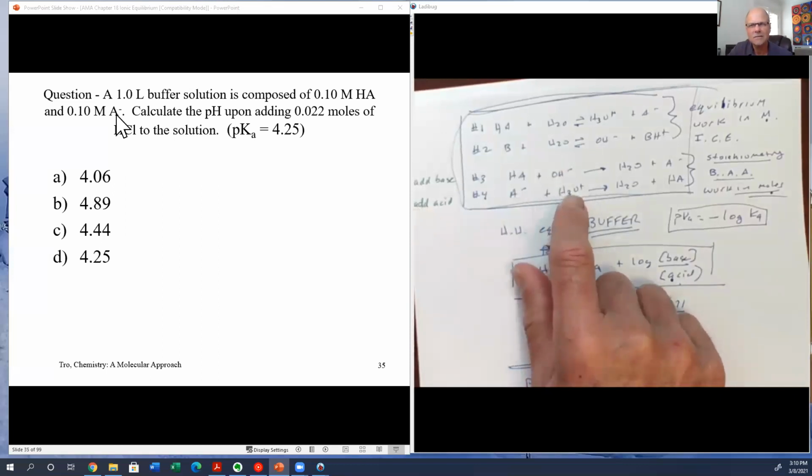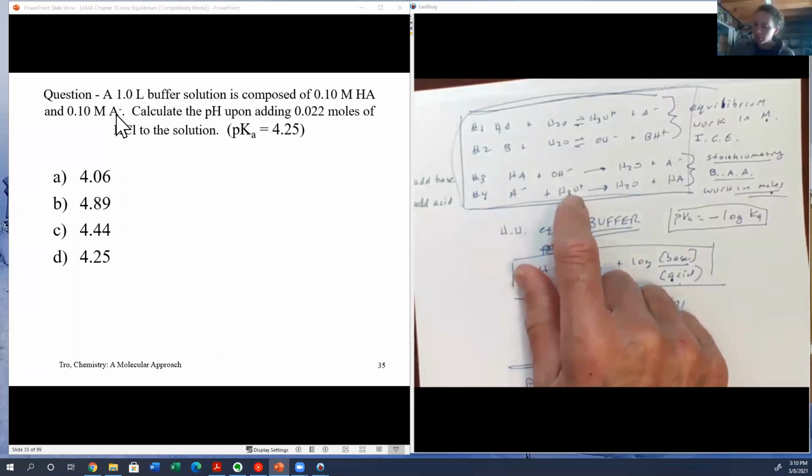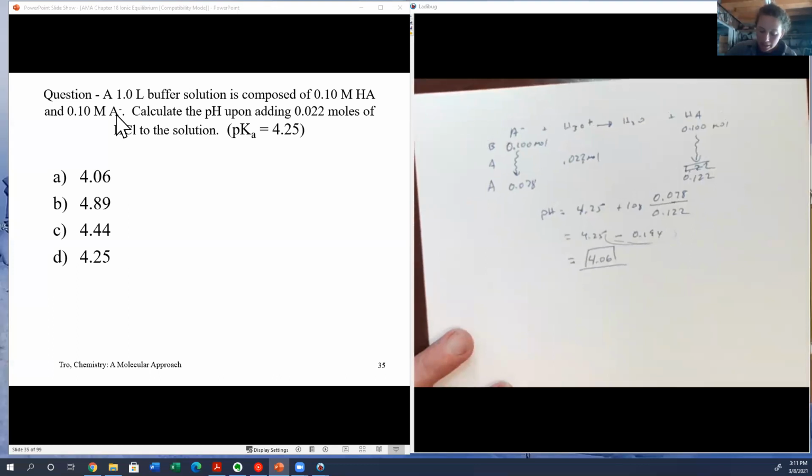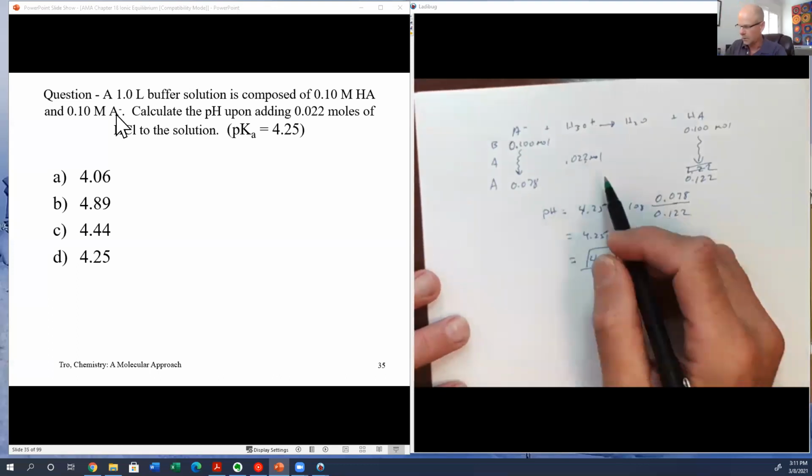Does that answer your question? Now I forgot your question. It does. So for that problem specifically, the figures we end up with are 0.078 and 0.122. And I'm just wondering if you could go over why we're subtracting from the base and adding to the acid.